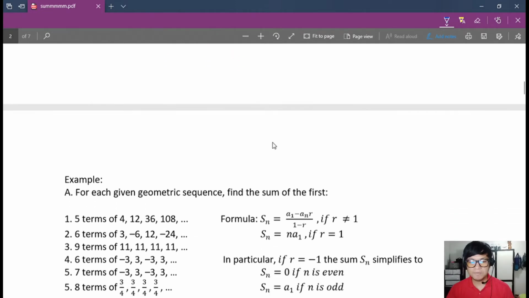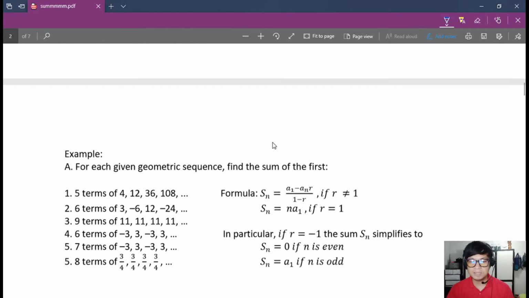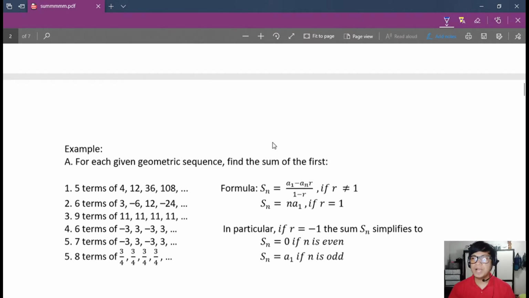Okay, example. For each given geometric series, sequence rather, find the sum of the first, number 1, 5 terms of 4, 12, 36, 108. Now, for us to identify or to determine kung anong formula ang gagamitin natin.